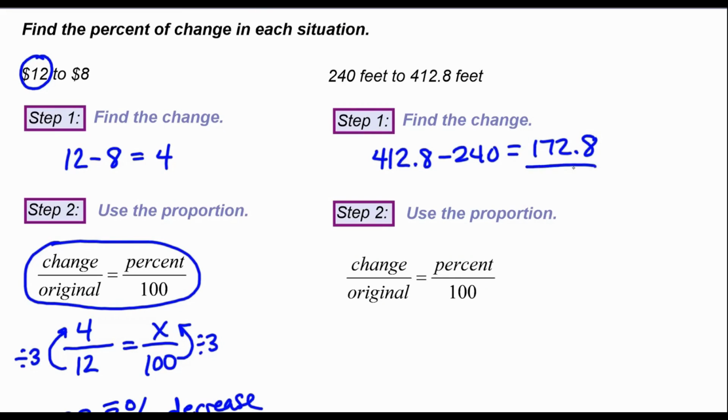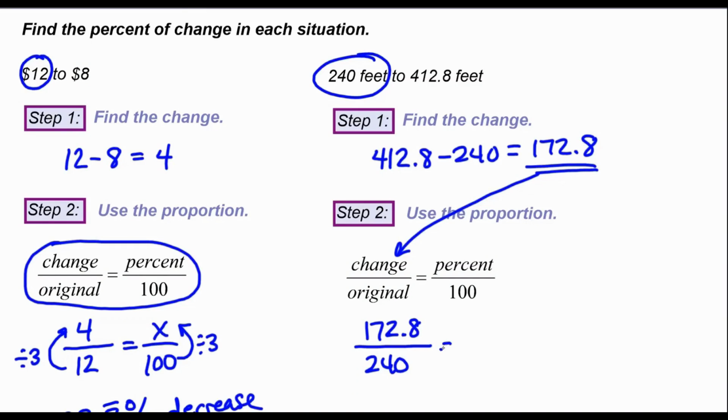And now I can use that number in this proportion. That's the change, 172.8. Originally, it was 240 feet, and that's x out of 100. Now be very careful when you're putting your numbers in this left-hand ratio. A lot of seventh graders will mess this up. They'll just put either the original and the new, or they'll use the new amount as the original. Just make sure you're using the correct numbers here. This numerator is always the change, and the denominator is always the original.